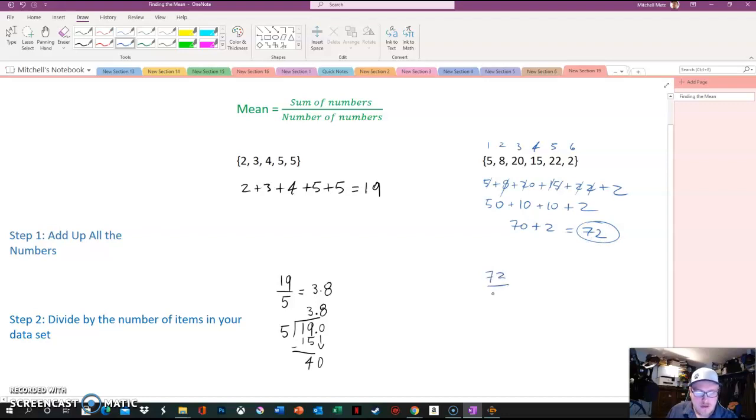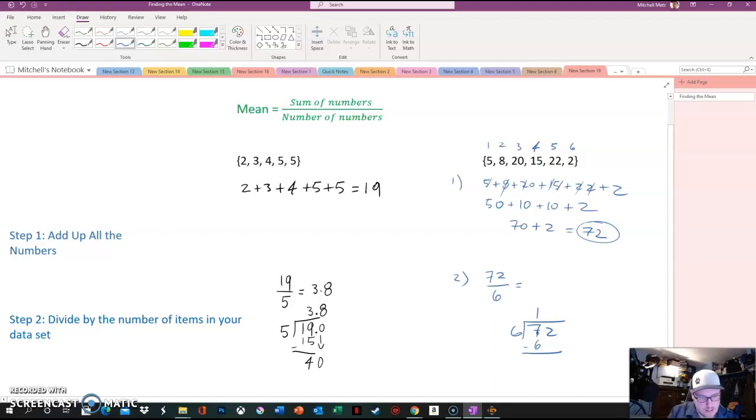72 divided by 6. So this is my first step. This is my second step. So now I'm just going to do 72 divided by 6. I'm going to do long division for my method. So 72 divided by 6. 6 can go into 7 once. I'm going to take away a 6.